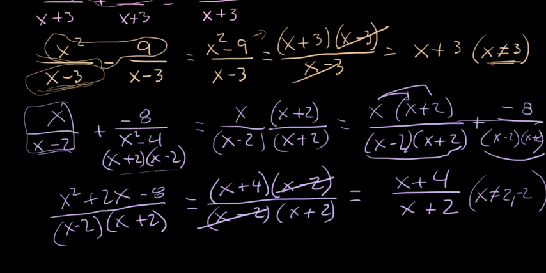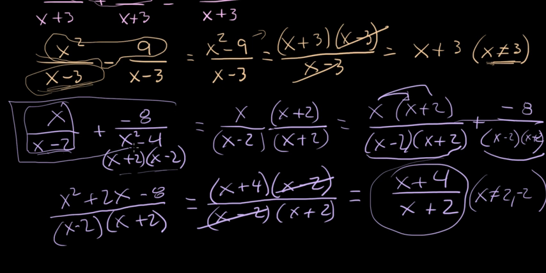Because look, x squared minus 4. You've got two denominators here, and in either case, 2 and negative 2 would not work. Okay? Anyway, so this is my final result, and this is what I started with. This is what I finished with.